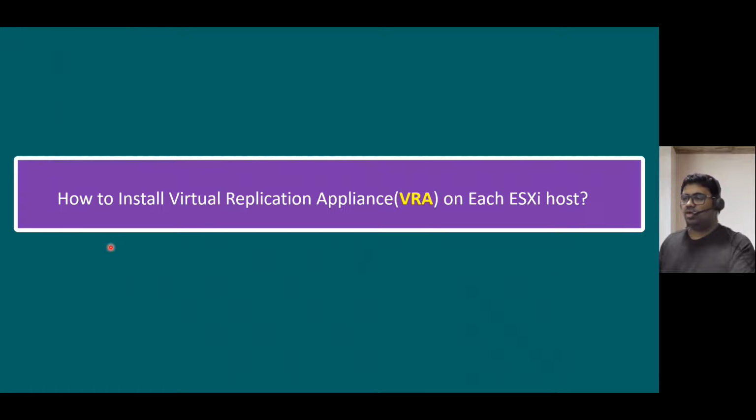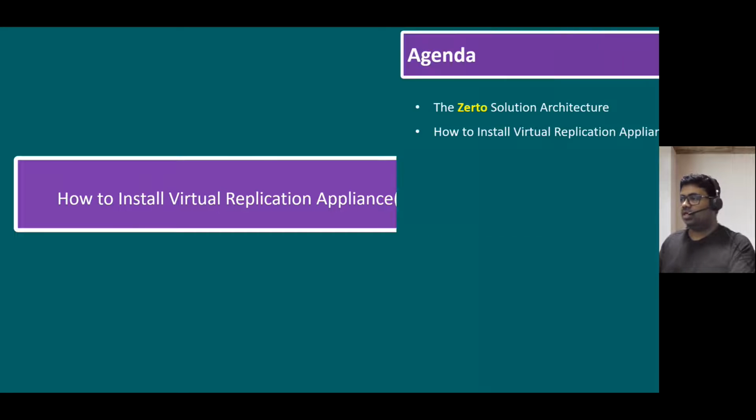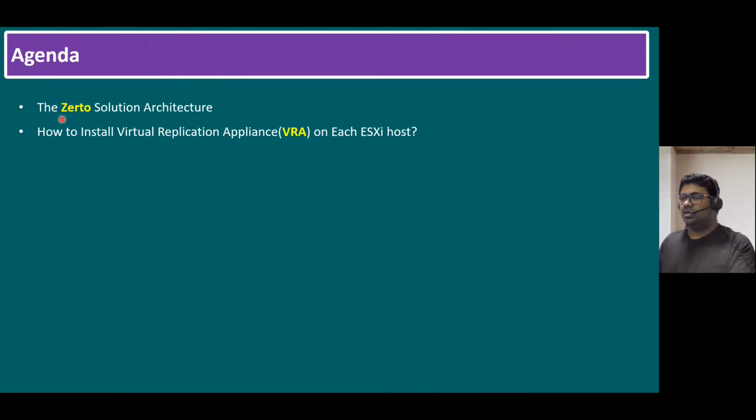In this session, I'm going to talk about how to install the virtual replication appliance on each ESXi host. Okay, and here is the agenda. Before we start the installation of VRA, we have to understand the Zerto solution architecture first, followed by how to install the virtual replication appliance, VRA, on each ESXi host.